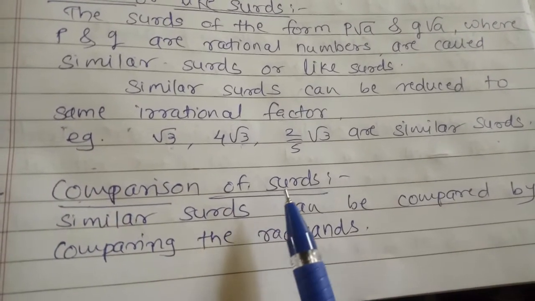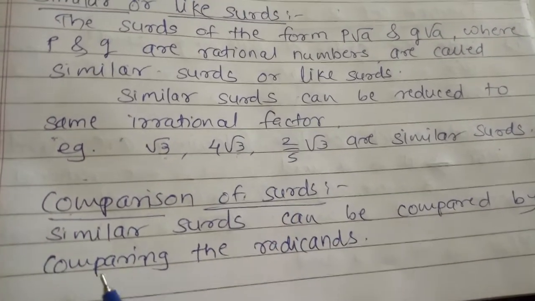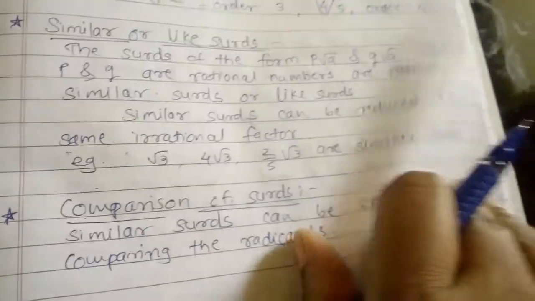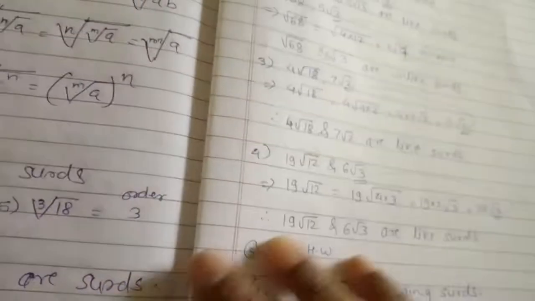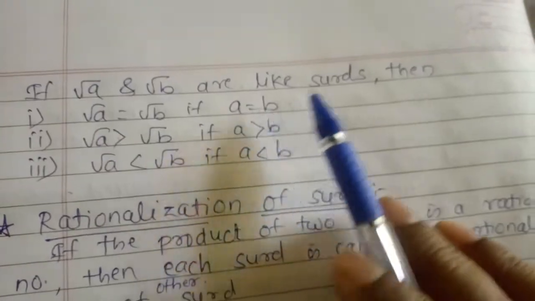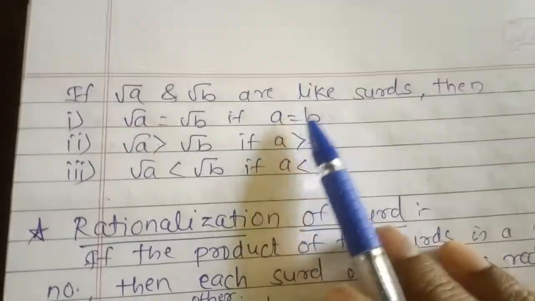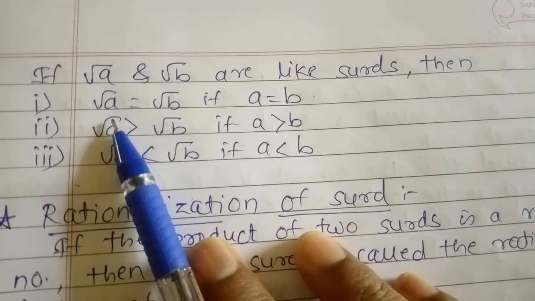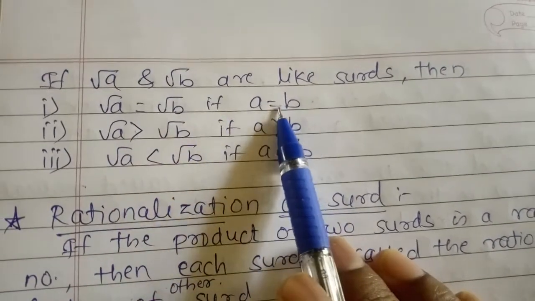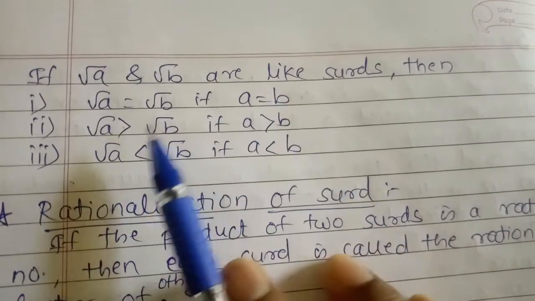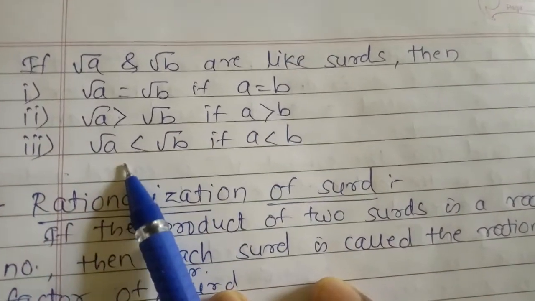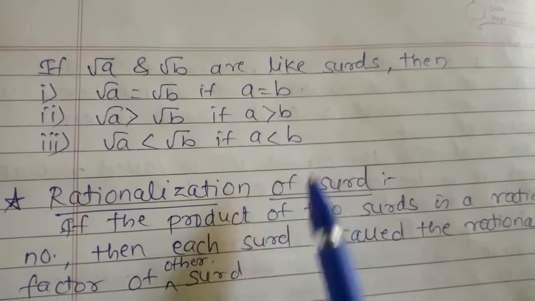Next one is the comparison of surds. Similar surds can be compared by comparing the radicands. When we solve this type of example, you will get a correct idea of this. And some properties: if root a and root b are like surds, then root a is equal to root b if a is equal to b. Next, root a is greater than root b if a is greater than b. Root a is less than root b if a is less than b.